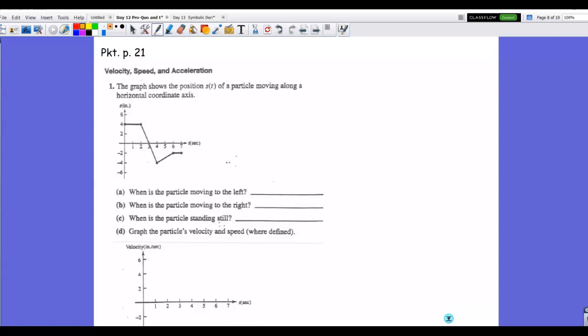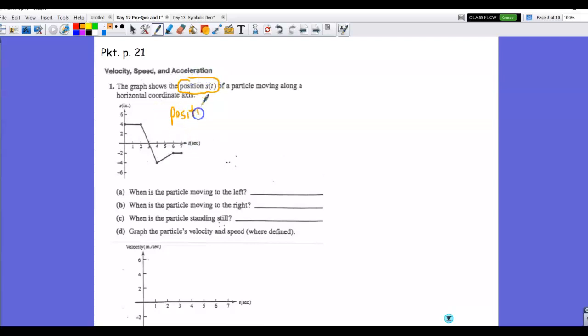As you can see in this video, we're going to take a look at position, velocity, and acceleration and how they are related to one another. In problem number 1, the graph shows the position. So that's the first thing I want to pay attention to, that I am answering all of these questions based on the fact that I'm given a position function.